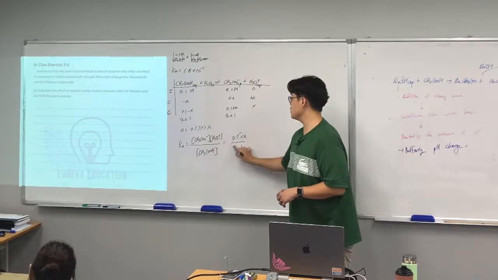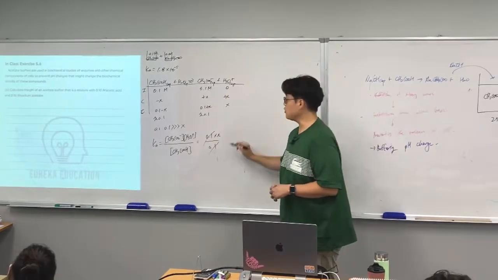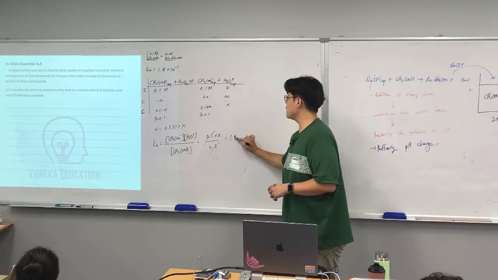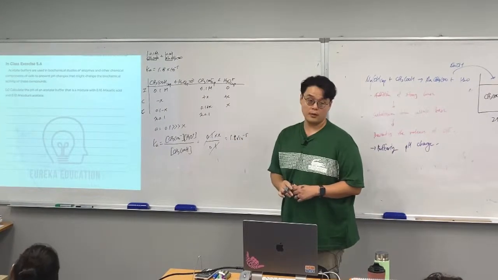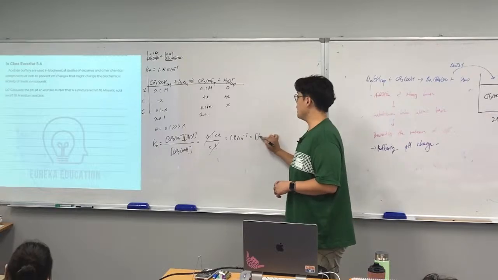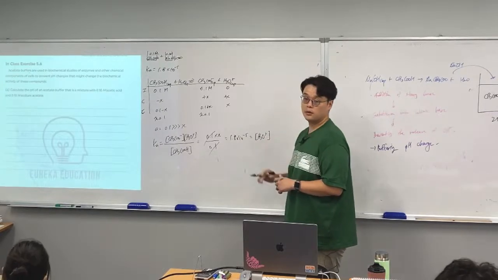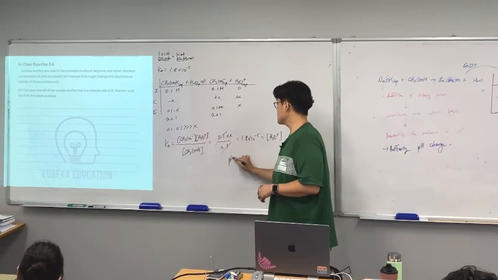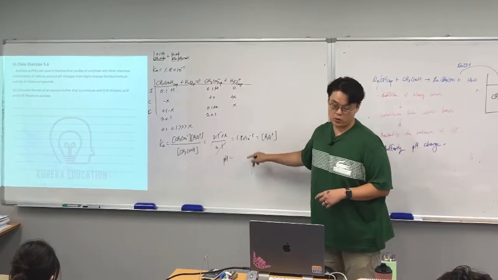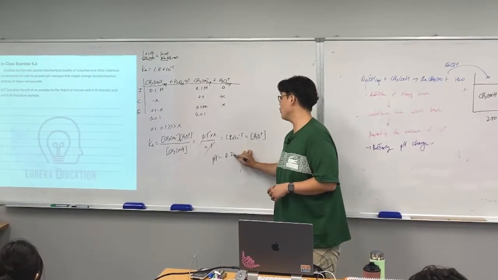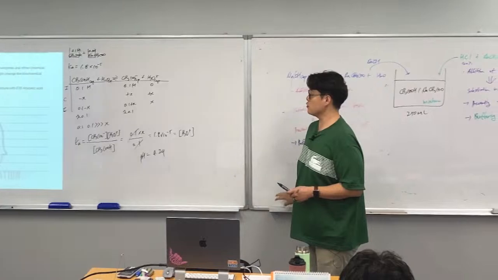You will see this will cancel out, giving you the Ka value of 1.8 times 10 to the power minus 5. This is the same as the hydronium ion concentration. So the pH is simply the minus log 10 of that value. You're going to get 4.74 for this mix, the buffer solution.